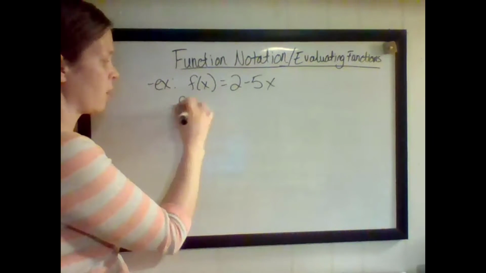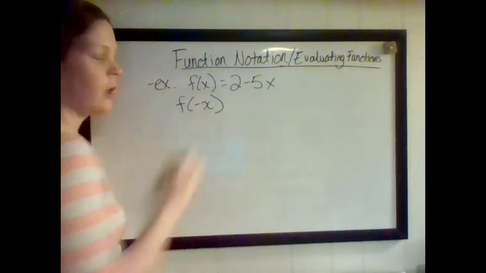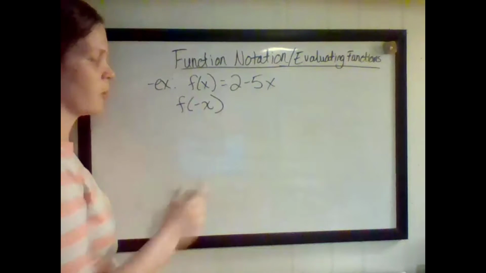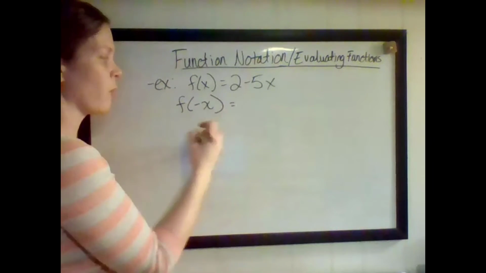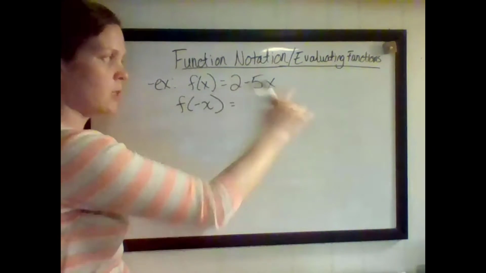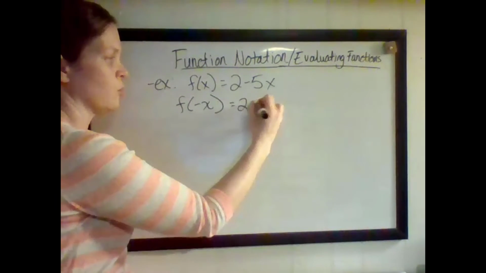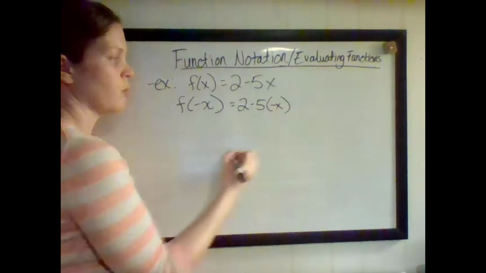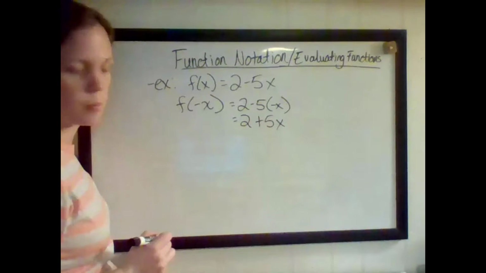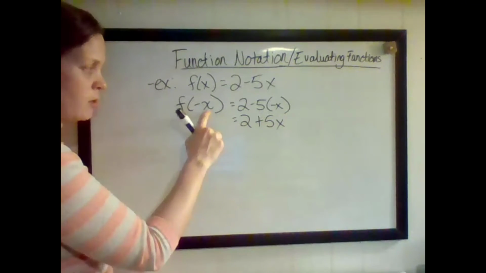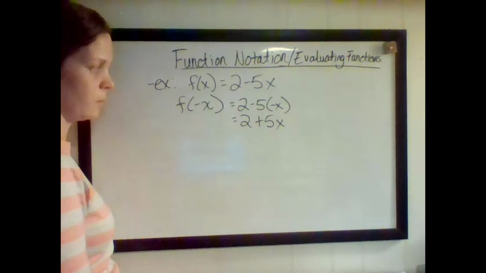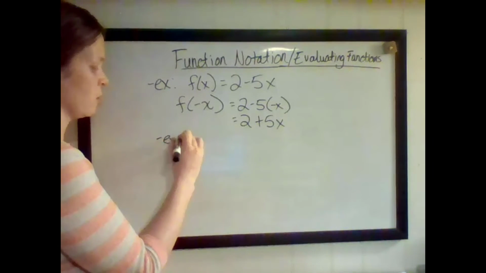Now let's do f of negative x. Now it's not a number that we're evaluating, but a different form of x, in this case negative x. So here I have x, here I have x. Every time I see x on this side, I plug in negative x. So 2 minus 5 times negative x. This is going to be 2 plus 5x. We're still going to have an x in it because we're evaluating it with an x value, but this will be used later on. We'll see some different reasons why.